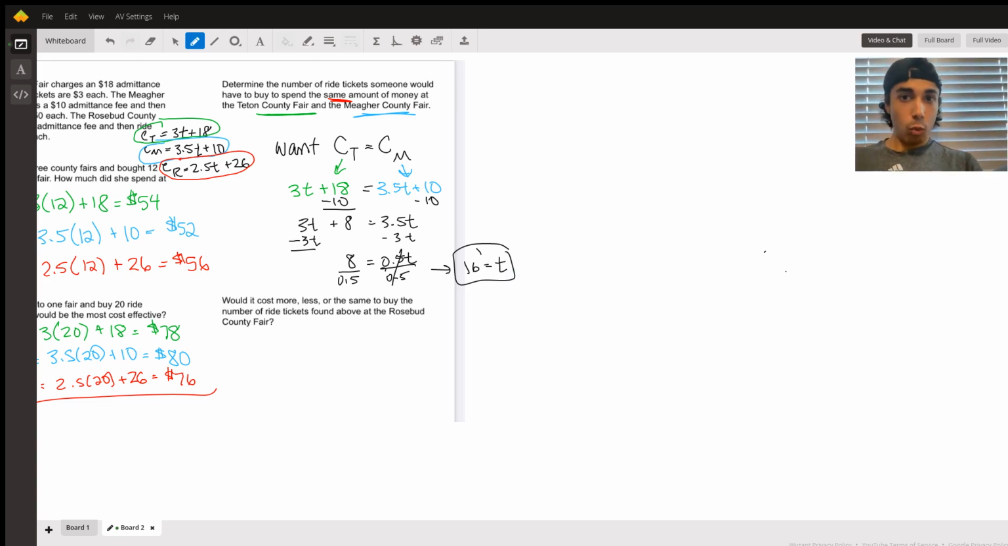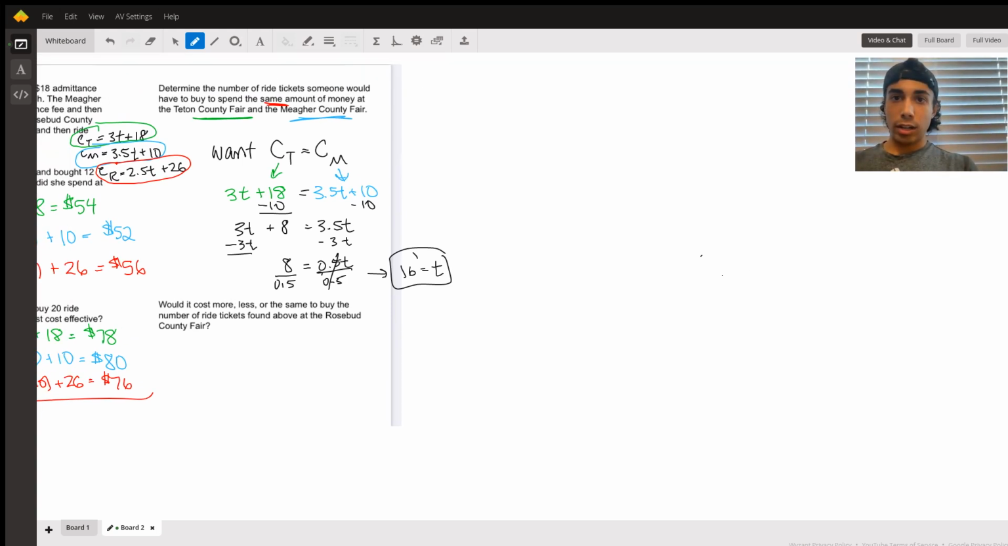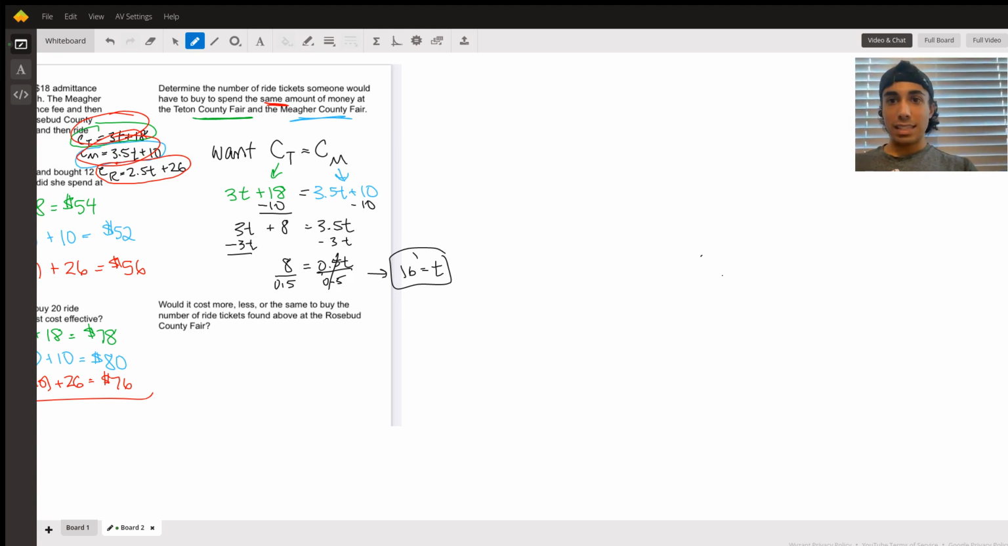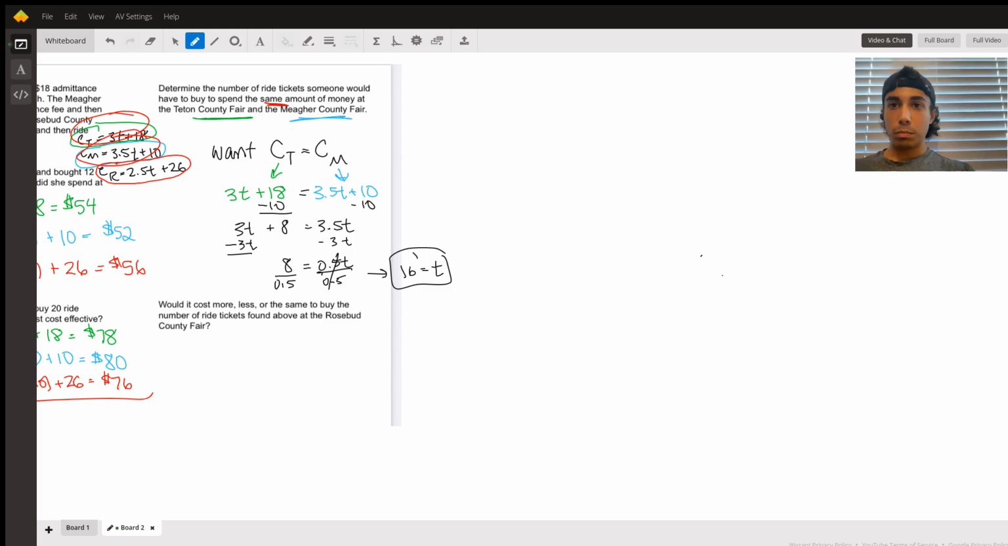And sure enough, if you wanted to check that you got your answer right, you could take 16 and plug it into both of those equations. And what you would see is that you're going to get the same answer for both of those. Specifically, it would be 66. You're going to find that it is $66 either way.